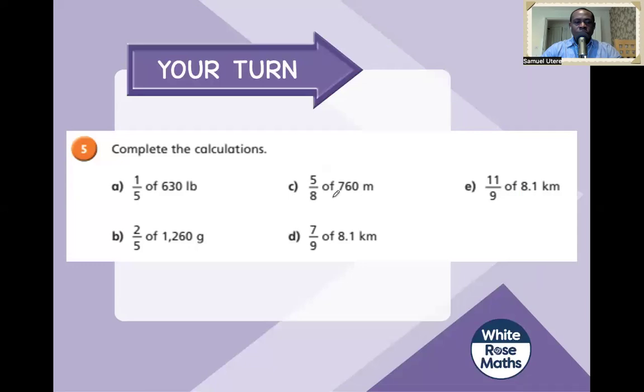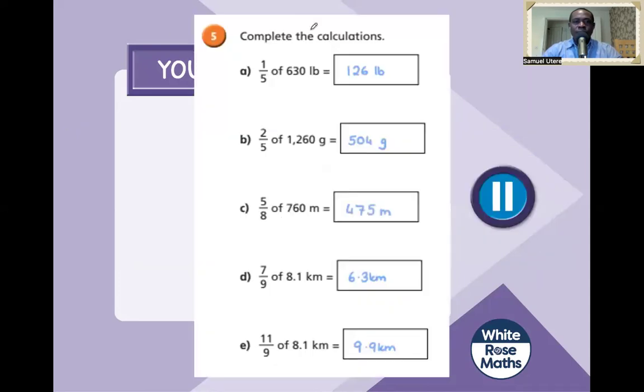Pause the video and answer question 5 in 3 minutes. You may use a calculator for this one to make it quick. All right, here are the answers. So you're simply dividing by 5 here. That's all you're doing. Here you divide by 5 and you multiply by 2. Here you divide by 8, you multiply by 5. Here you divide by 9, you multiply by 7. Here you divide by 9, you multiply by 11.